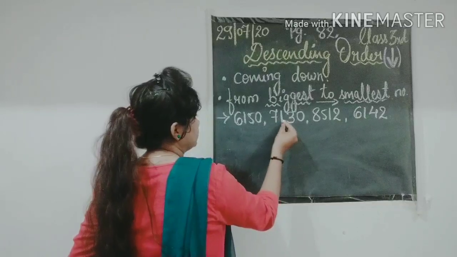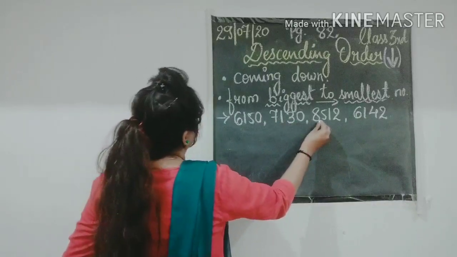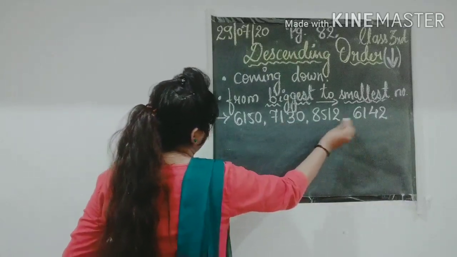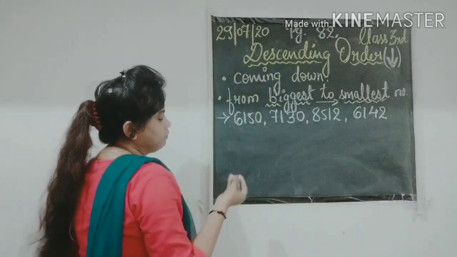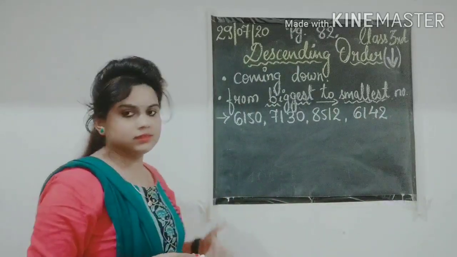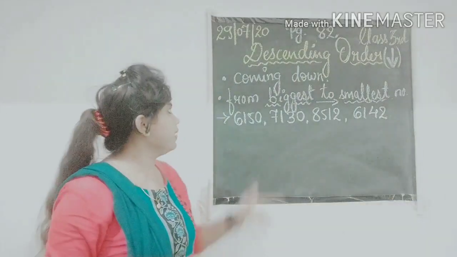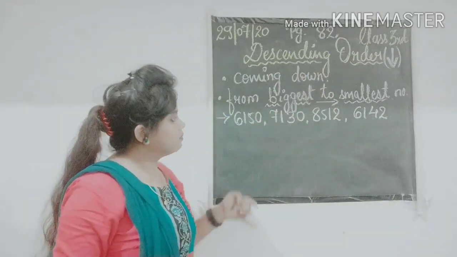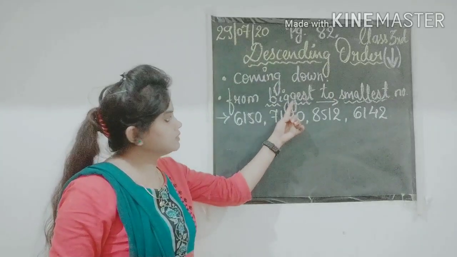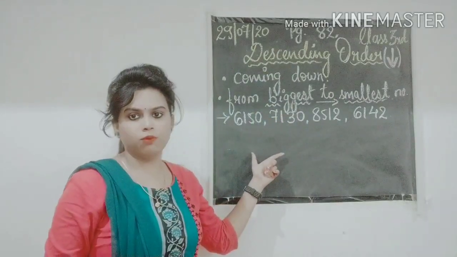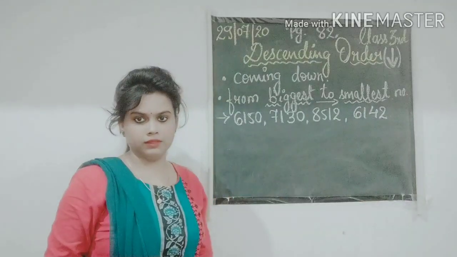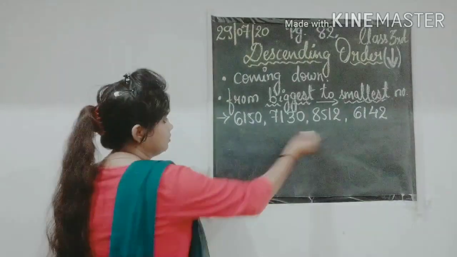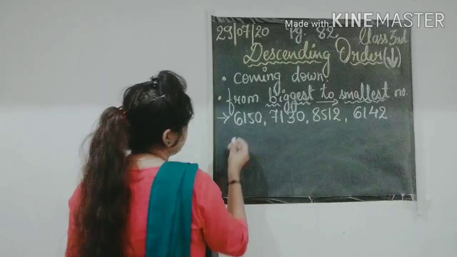6,150, 7,130, 8,512, 6,142. You have to write here the biggest number first, as we have to arrange them in descending order. So we will find out the biggest number out of these 4 numbers. Then we will write the smaller ones. Okay. So find out the biggest number out of these number.